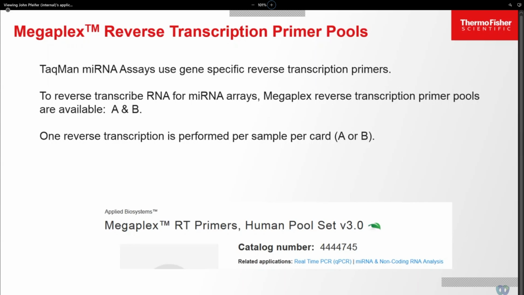Now, if you remember, with the TaqMan microRNA assays, we're using gene-specific reverse transcription priming. So I don't think anybody would want to set up 380 reverse transcriptions, but that's okay, you don't have to. We have pre-prepared reverse transcription primer pools. They're called megaplex primer pools. And they're available for A and B cards. So that way you only have to do one reverse transcription per sample per card.